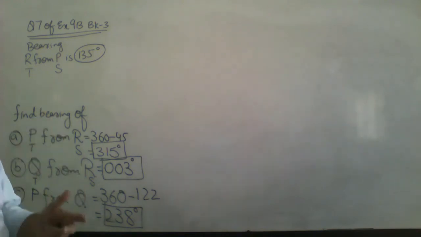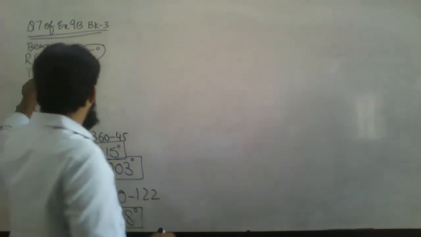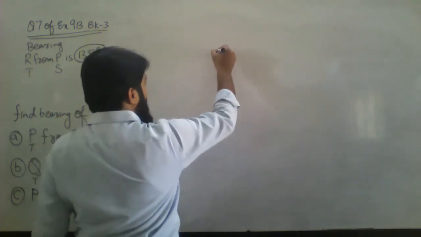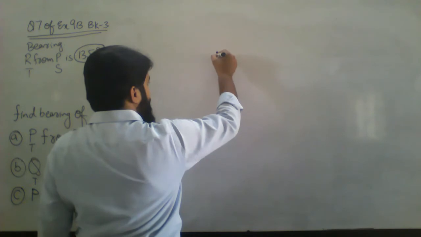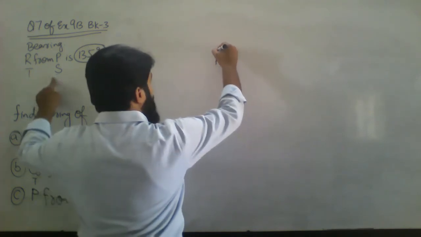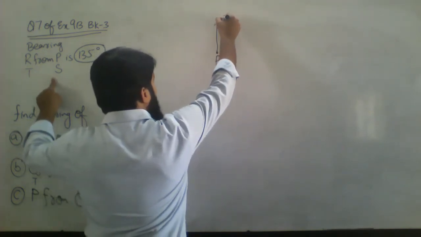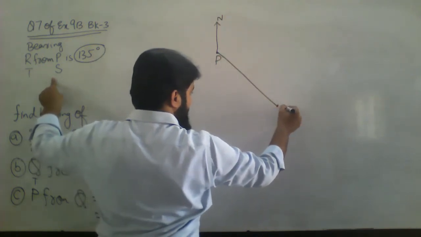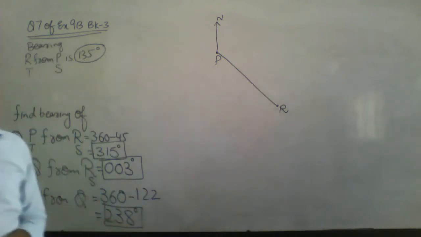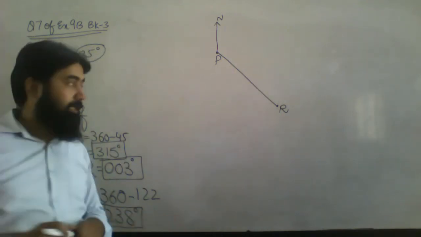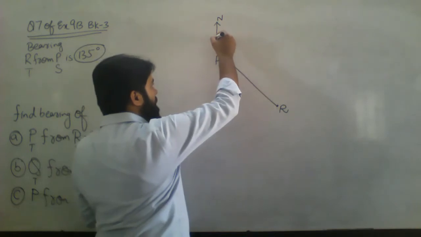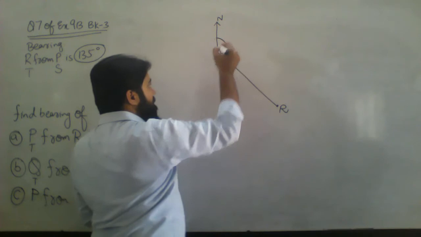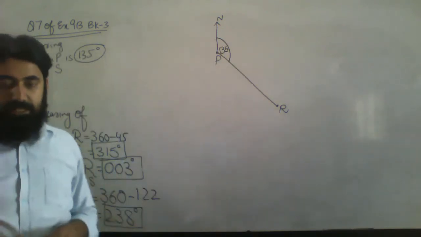Now I am going to draw the diagram again. Bearing R from P is 135. So first of all, we are going to draw the source. Then on the source, I will draw a north line and a 135 degree bearing. That is my R over. The same way I have done it in the previous one. This is going to be 135.